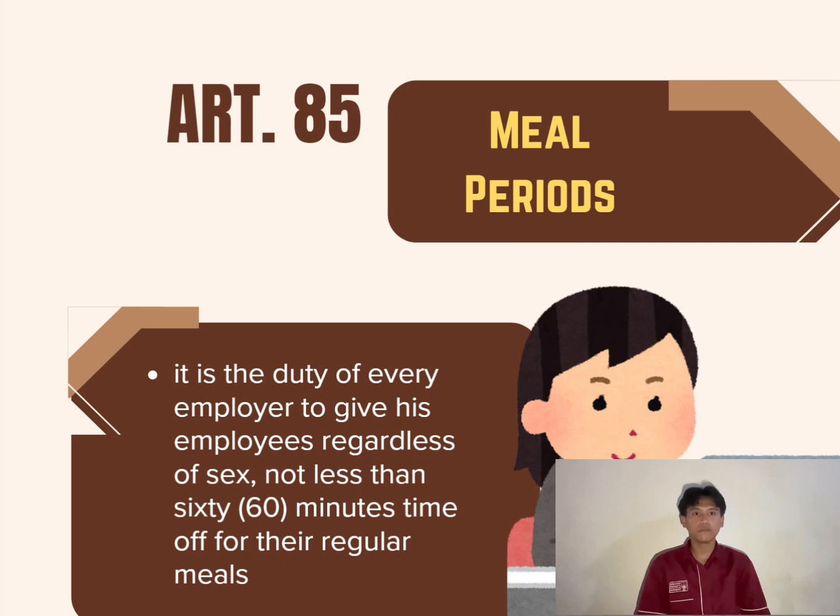Article 85 of the Labor Code. It pertains to the right to rest periods for employees, especially addressing meal breaks. For example, for their meal period, every employer is required to give their employees a meal break of at least 1 hour for regular meals.